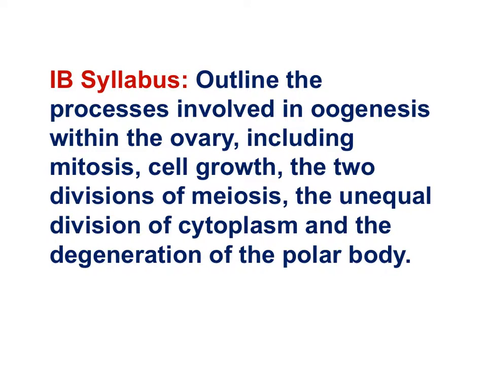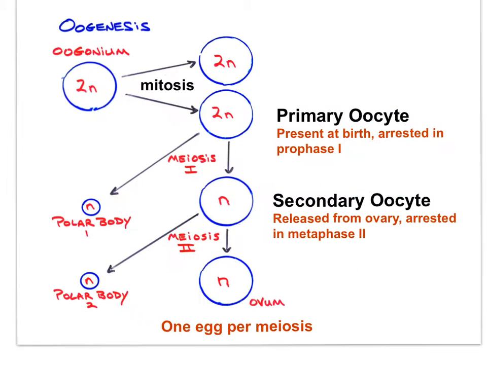Here is the first IB syllabus statement that forms the basis of this movie. Outline the processes involved in oogenesis within the ovary, including mitosis, cell growth, the two divisions of meiosis, the unequal division of cytoplasm, and the degeneration of the polar body. A cell within the ovary, the diploid oogonium, undergoes mitosis to form two cells, only one of which proceeds into meiosis 1. Of the two cells formed following mitosis, the one that enters meiosis is known as the primary oocyte.